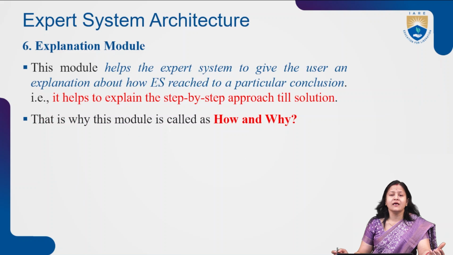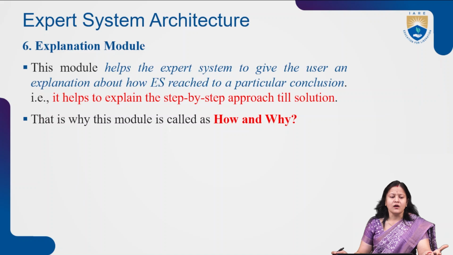Then the sixth one is the explanation module. This module helps the expert system give the user an explanation of how it reached a particular conclusion. It helps to explain the step-by-step approach to the solution. That is why this module is called how and why: how the problem was solved and why the problem was solved. All the explanations can be given by the explanation module.